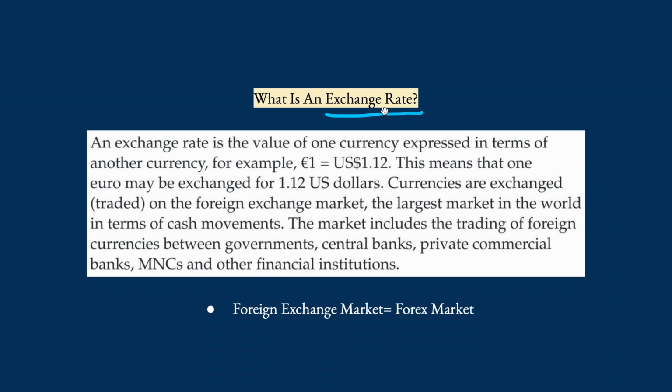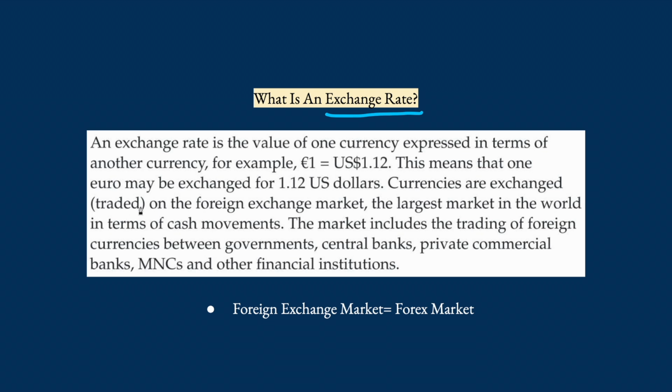And an exchange rate, just by using a casual definition, is how much one currency costs when transferred to another currency. But by the formal IB definition, it is the value of one currency expressed in terms of another currency. For example, €1 equals, at the time that this textbook was written, $1.12 in the US. This means that €1 may be exchanged for $1.12.